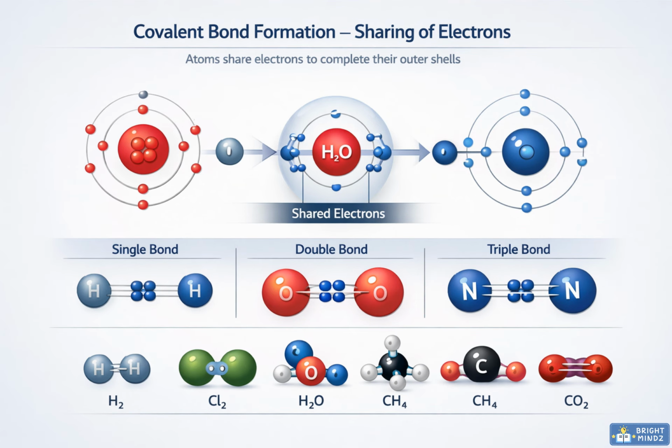Covalent bonding solves the stability problem by sharing valence electrons instead of transferring them. This usually happens between nonmetals because neither atom easily gives electrons away. Each shared pair counts toward the outer shell of both atoms. One shared pair forms a single bond, as in hydrogen. Two shared pairs form a double bond, as in oxygen. Three shared pairs form a triple bond, as in nitrogen. In general, more shared pairs make a shorter, stronger bond. This sharing pattern builds molecules such as water, methane, and carbon dioxide.